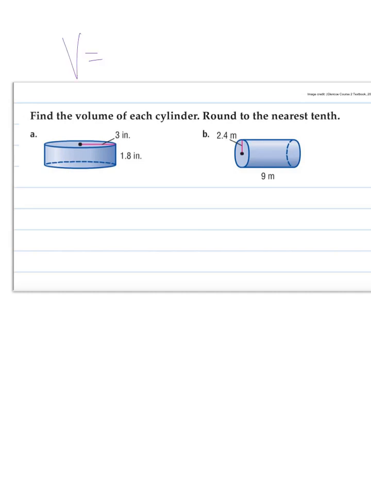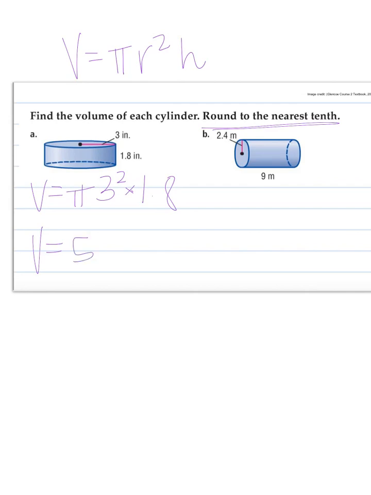Again, use the formula pi r squared times the height. The radius on here is 3, height being 1.8. 3 squared is 3 times 3, which is 9, times 3.14 for pi, times 1.8, which is the height, how far away the two circles are. Round to the nearest tenth on here. So 50.9 inches cubed.